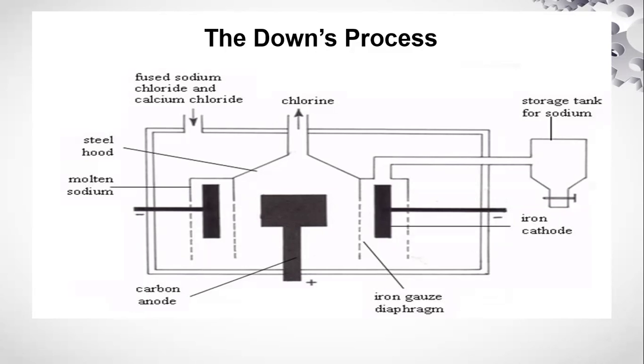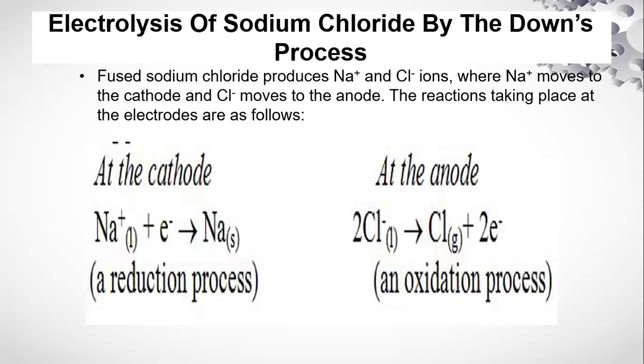As we've seen in the explanations, I hope it's clear to everyone. The fused sodium chloride produces sodium ions and chloride ions, whereby the sodium ion moves to the cathode and the chloride ion moves to the anode. The reactions take place at the electrodes as follows. At the cathode, the sodium ions are reduced to sodium, and at the anode, the chloride ions are oxidized to chlorine gas. So at the cathode there's a reduction process, whereas at the anode there's an oxidation process.